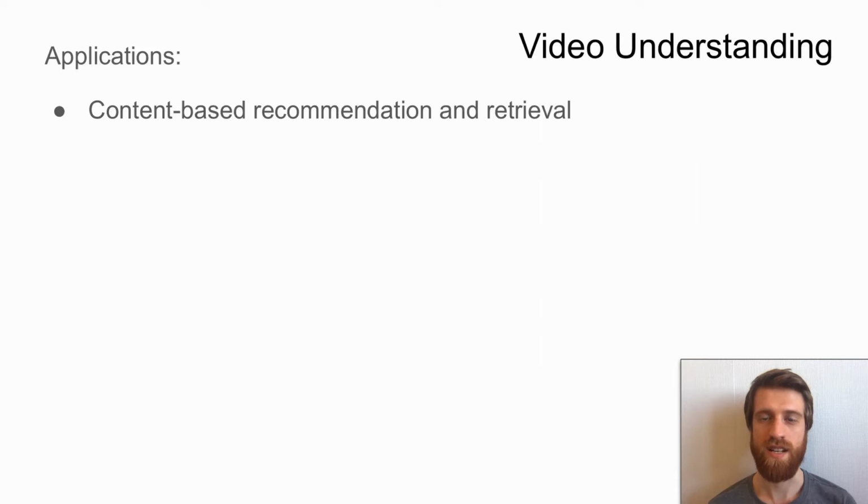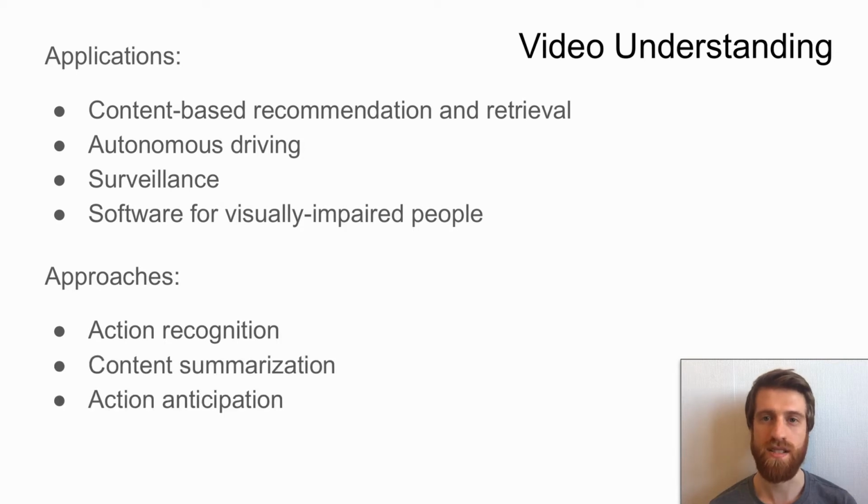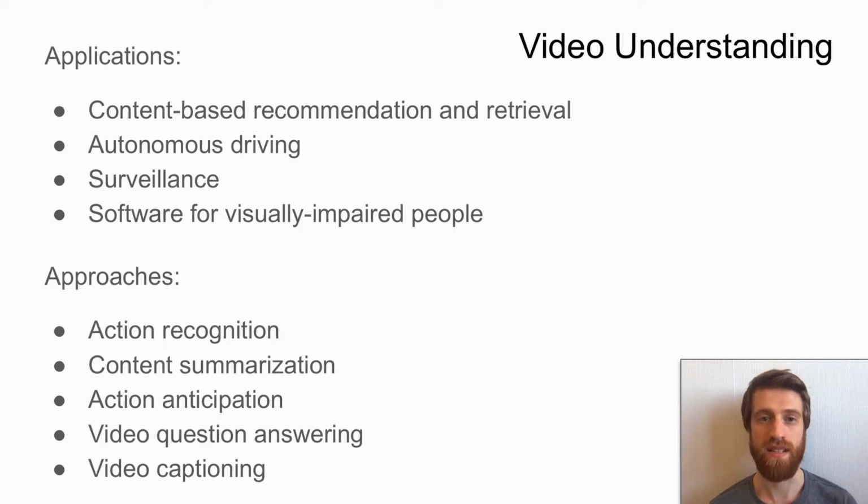Video understanding is a challenging and essential task in computer vision. It has a broad range of applications such as content-based retrieval and recommendation, autonomous driving, surveillance, software for the devices for visually impaired people, which would allow them to understand the media content better. There are plenty of approaches to tackle video understanding, for example, action recognition, content summarization, action anticipation, video question answering, and video captioning, and many other tasks, of course. In this work, we are going to focus on video captioning.